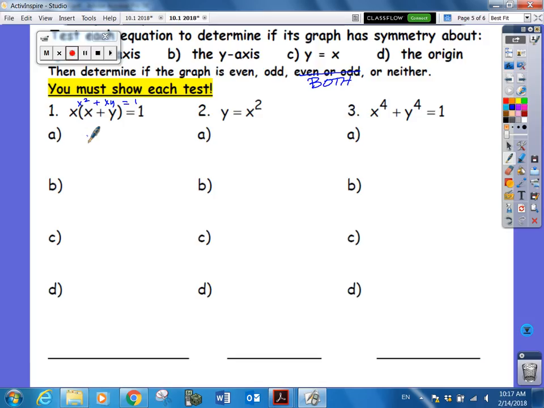All right, so first, symmetry about the x-axis. That means we make the y's negative. So x times x minus y equals 1. So if we were to distribute that, x squared minus xy equals 1, those are not the same. So the answer for letter A would be no. This right here would be the work I need to see. That right there is what I'm looking for.